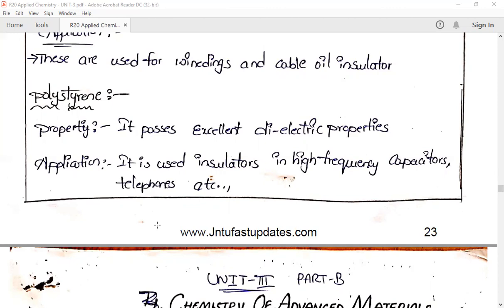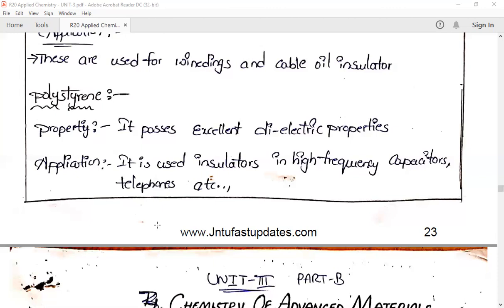This polystyrene is used as a dielectric in DC and high frequency capacitors, electrical bushings, telephones, fluorescent light accessories, etc. There are some other examples also in the solid insulator, which are known as polyvinyl chlorides, polytetrafluoroethylene, epoxy resins, polyester resins, etc.